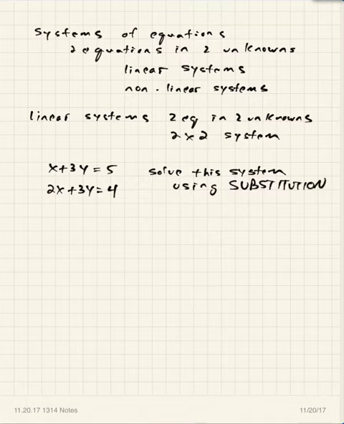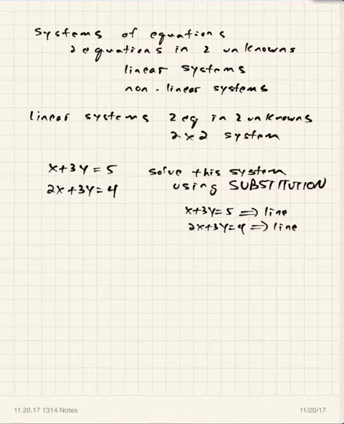First of all, let's talk about graphically what's going on here. Remember that these are both linear equations. So x plus 3y equals 5, its graph is a line. And 2x plus 3y equals 4, its graph is a line, right? When you're talking about 2 by 2 linear systems, you're talking about two lines. You're talking about where these lines intersect. Don't forget graphically that that's what you're doing here. You're asking this question: where do these lines intersect?